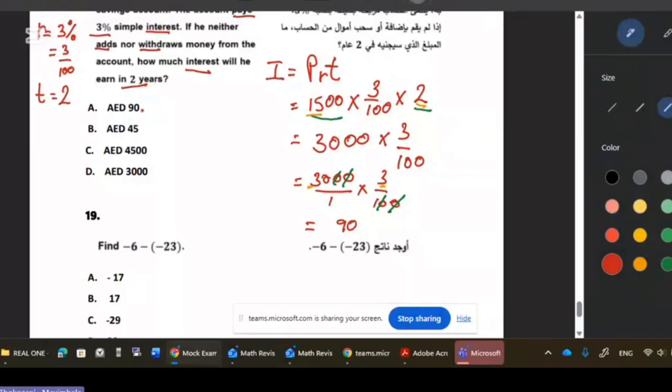Can we see 90 here on the multiple choice? Question 16, answer A. So now it is 19.